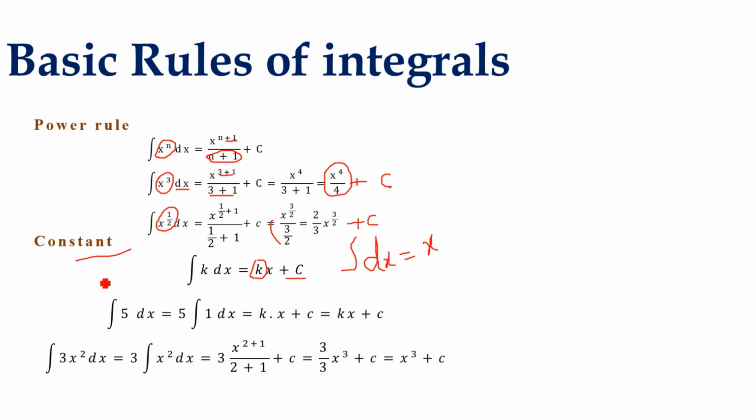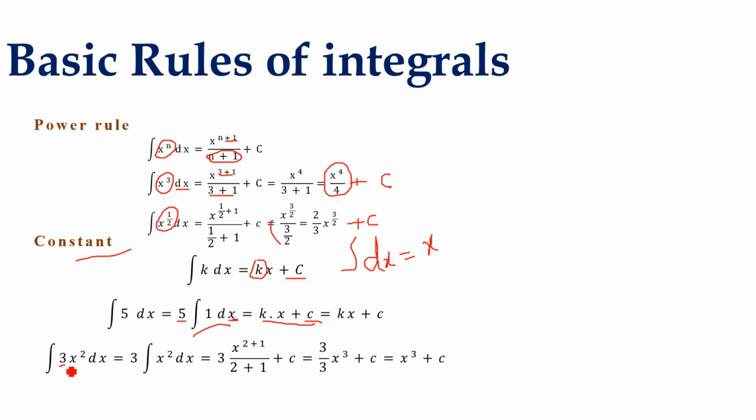Now for example, we want to take the integral of 5. When we take the integral of 5, we just write it outside the integral term, like k, and when we take the integral with respect to x, we get the answer x. So the integration of 5 is kx plus c, and plus c here is the integration constant. Now what if we have 3x squared dx?